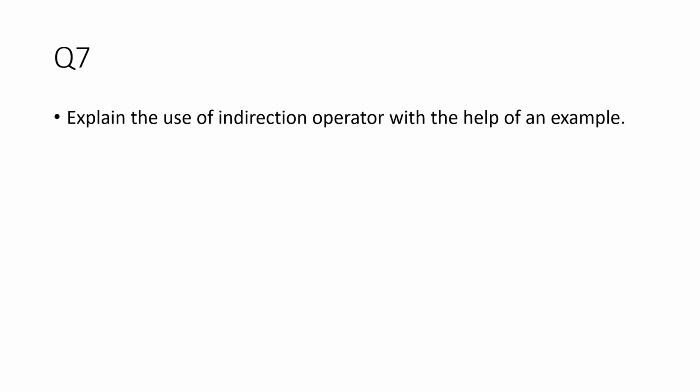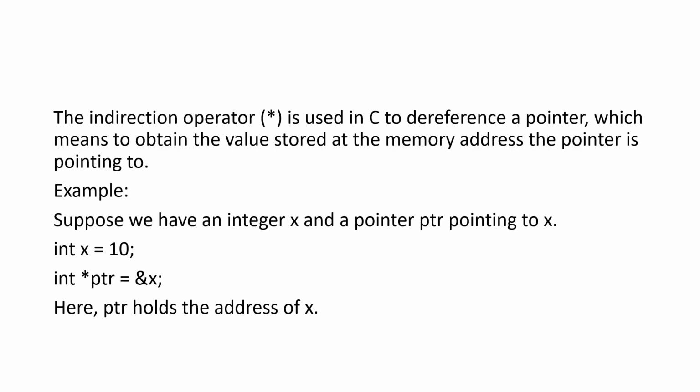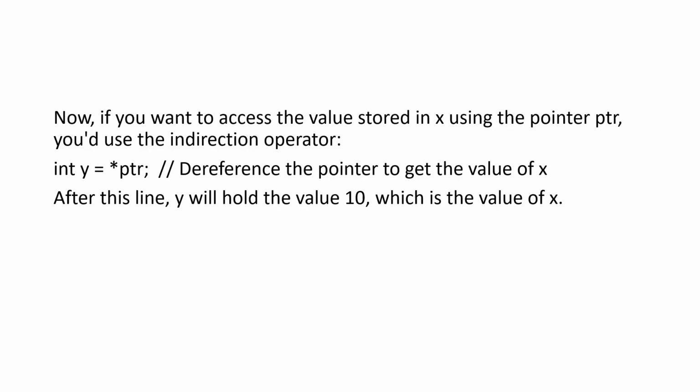Next question: explain the use of the indirection operator with the help of an example. The indirection operator, star, is used in C to dereference a pointer, which means to obtain the value stored at the memory address the pointer is pointing to. For example, suppose we have an integer x and a pointer ptr pointing to x: int x = 10; int *ptr = &x; Here ptr holds the address of x.